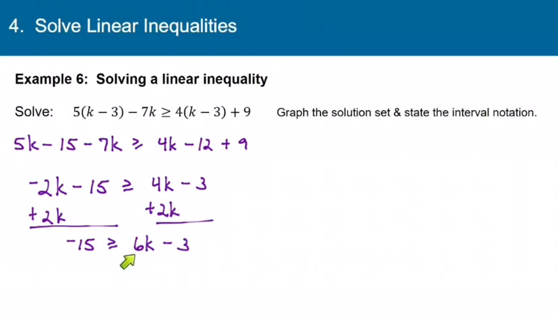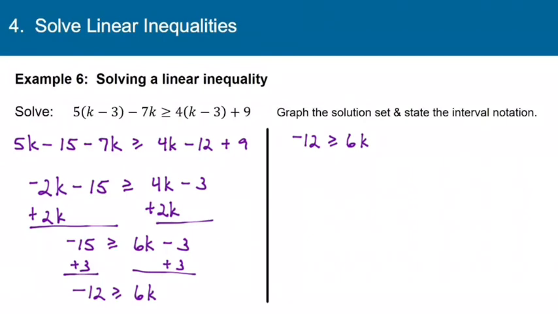Okay, now continuing to isolate this k term, let's eliminate the minus 3 by putting plus 3 on both sides. That will give us negative 15 plus 3 on the left, which is negative 12, and that's greater than 6k on the right. Okay, now I'm going to recopy that last result up here. And now we want to isolate the variable k, so we want to eliminate the coefficient of 6. So we'll divide both sides by 6. On the left side, negative 12 divided by 6 is going to be negative 2. And then we have greater than or equal to. On the right side, 6 divided by 6 is 1, of course, and that just leaves k.